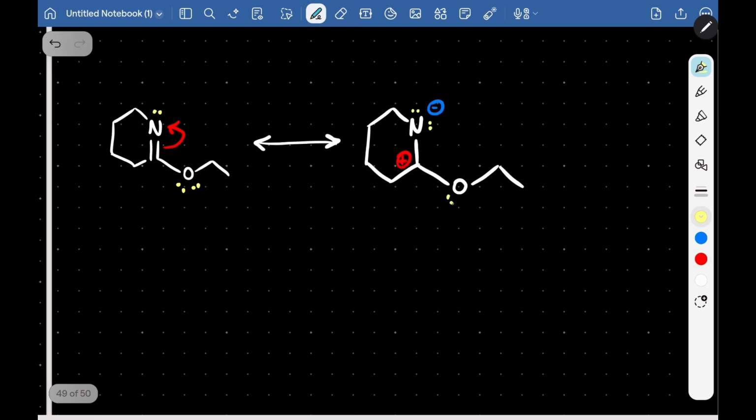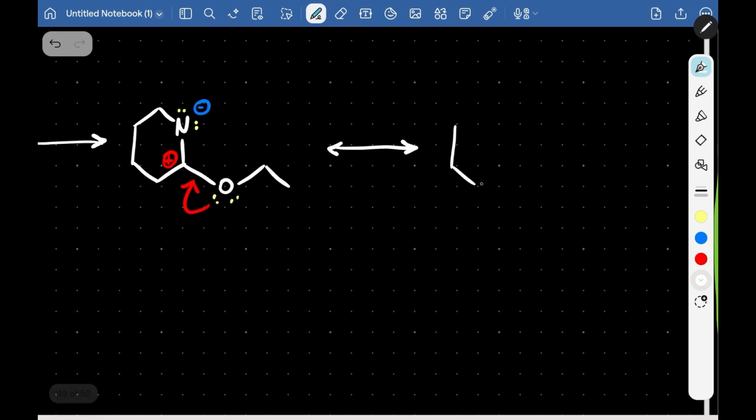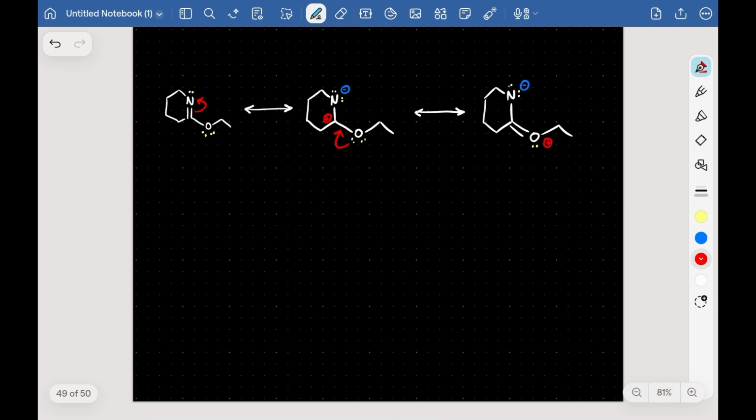And now what we can do is to fill that hole. You can see that positive charge, we can fill that up. So we can just move this here. Draw it all again. That is our first resonance structure.